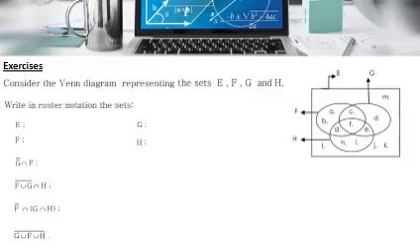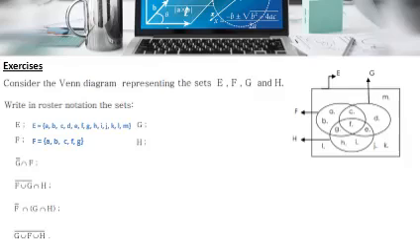Let us first start by writing the set E. Set E is A, B, C, D, E, F, G, H, I, J, K, L, M. So this is the set E, which is the universal set. Now what's set F? If you look at the circle, this is F. What are the elements in F? The elements in F are A, B, C, F, G.